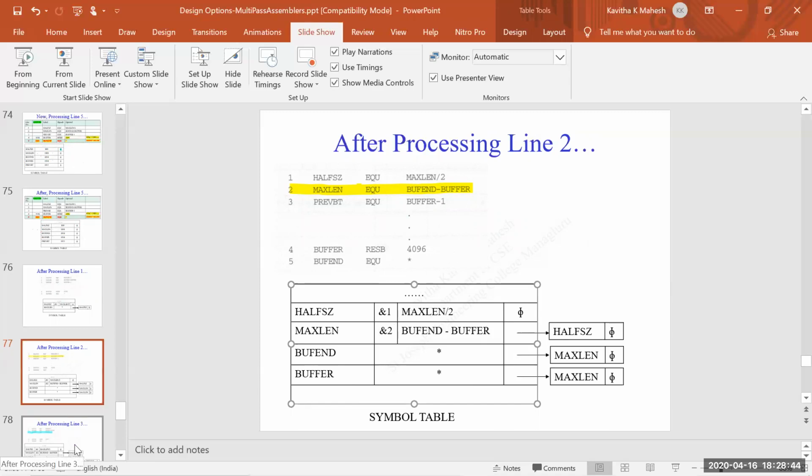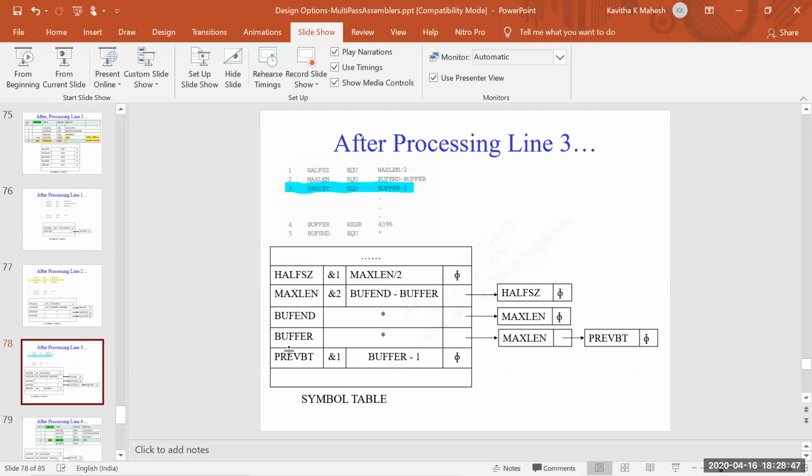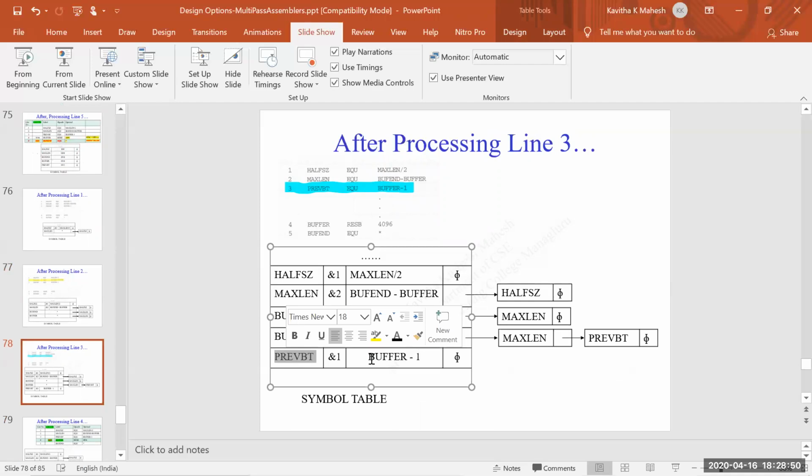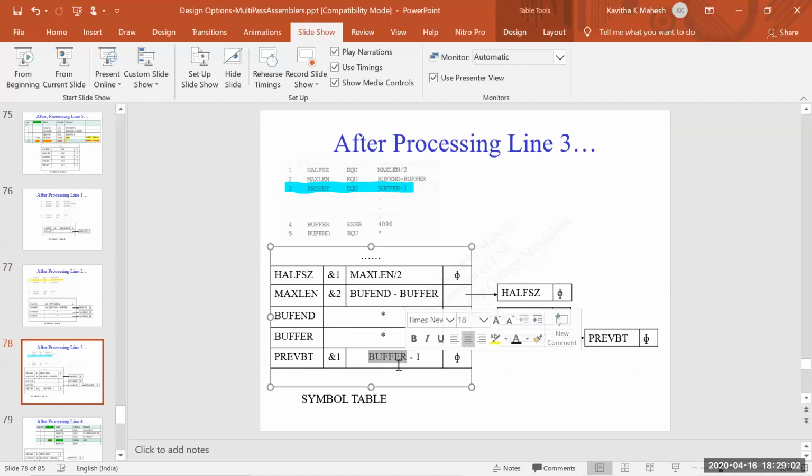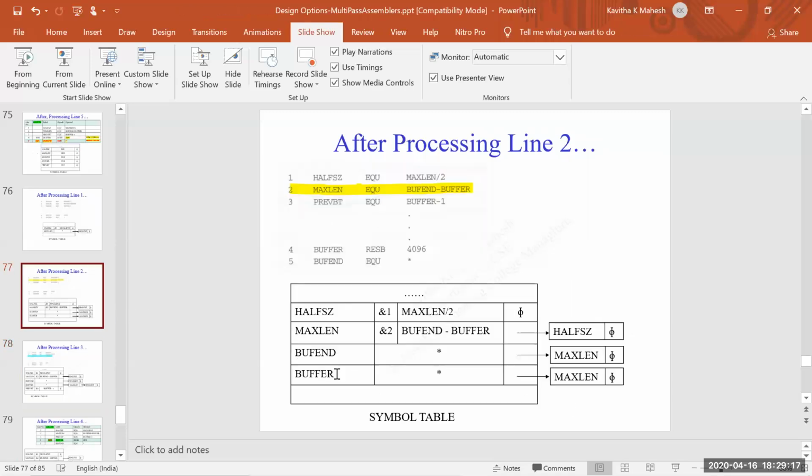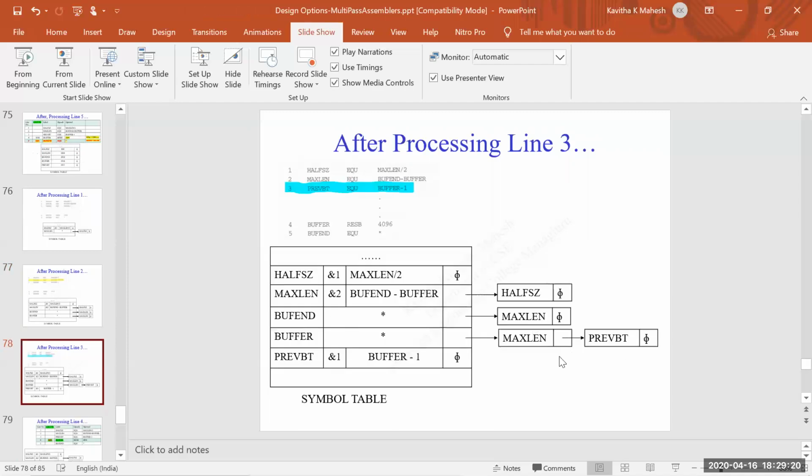Next, moving on to line 3. Line 3 is previous byte equals buffer minus 1. So we add previous byte, and the defining expression is added, that is buffer minus 1. One symbol is unknown, so you add ampersand 1. There are no symbols dependent on previous byte, so you add null. Also, we need to add buffer, but buffer is already there. So what do we do? We add previous byte, indicating that there is one more symbol that is dependent on buffer, which is previous byte. Earlier we had only max len. If you go back, you may see that only max len was dependent on buffer. Now we have max len and previous byte that are dependent on buffer. So this is the end of processing of line number 3.